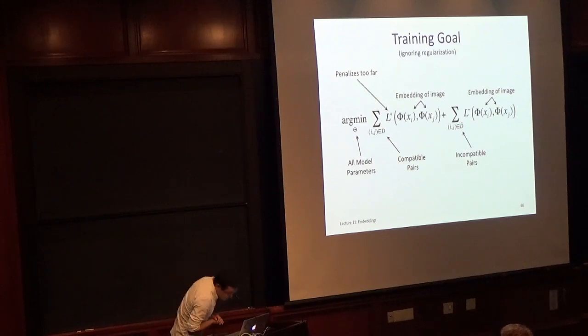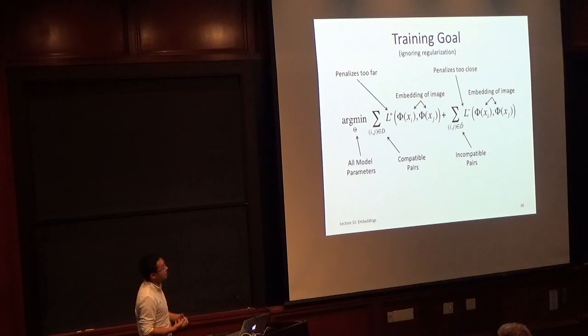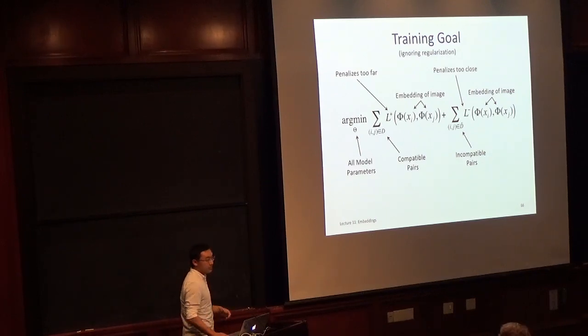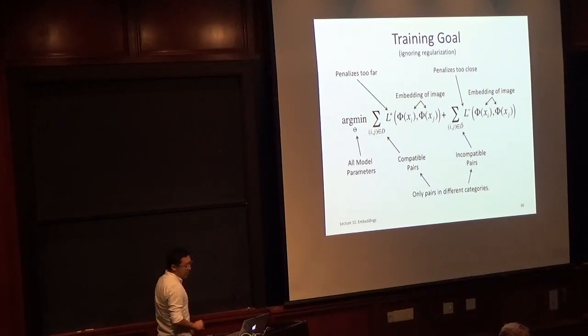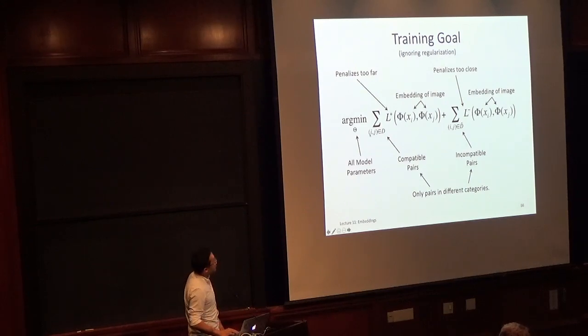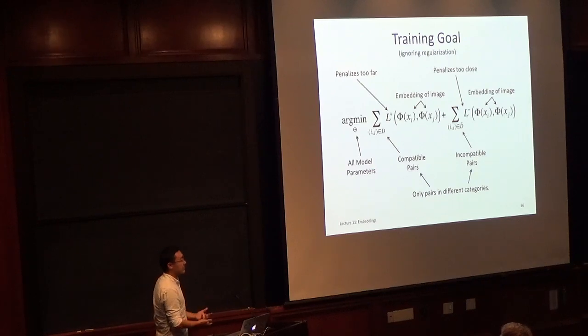And then D tilde, is that tilde? Yeah, D tilde is the set of incompatible pairs, so pairs of items that are not compatible with each other. And then L minus is a loss function that says, if the embeddings of these two items are too close, then I incur a high loss. And furthermore, this only loops over pairs in different categories. I don't care about socks that match with socks, because you want to find the socks that match with pants. At least that was the purpose of this particular project.